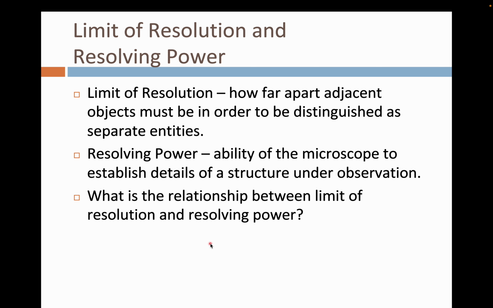In relation to resolution, there are two things I want to further discuss. Number one is limit of resolution, and number two is resolving power. Limit of resolution is how far apart adjacent objects must be in order for them to be distinguished as separate entities. Your compound light microscope has different objectives. You will remember that from your microbiology class. And these objectives have different levels or different limits of resolution.